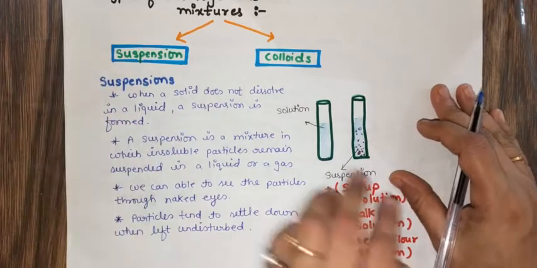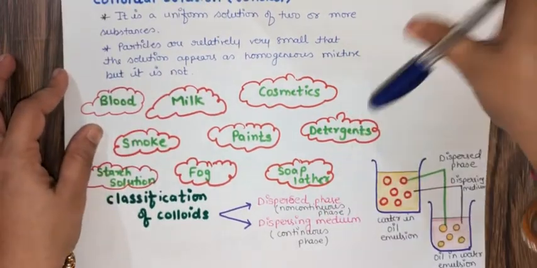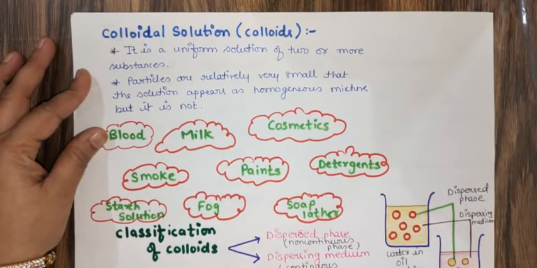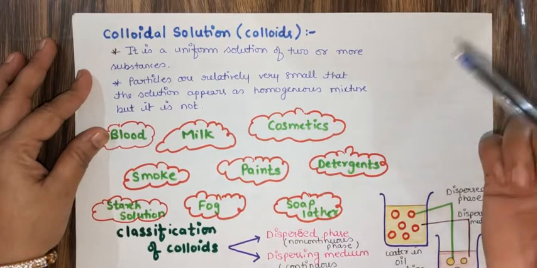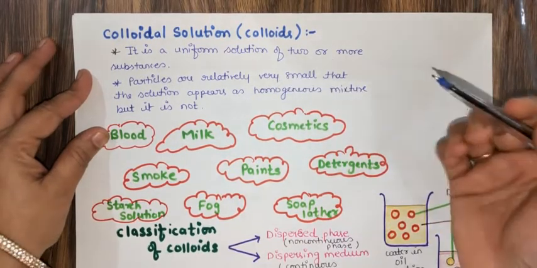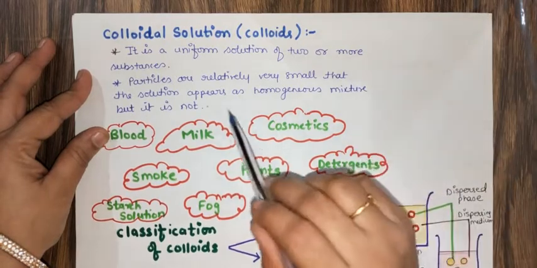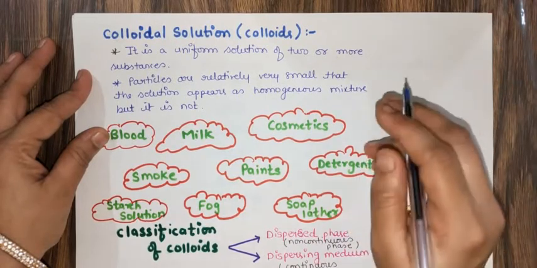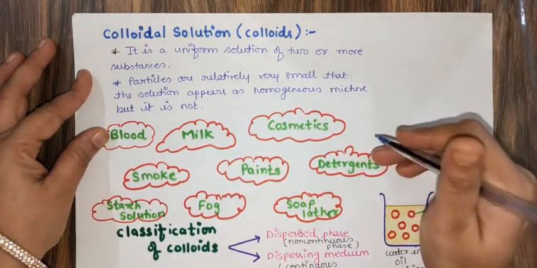Now let us discuss colloids. A colloidal solution is also known as a colloid. It is a uniform solution of two or more substances. In this, the particles are relatively very small compared with those of a suspension. The solution appears to be homogeneous, but it is not. Then what is it? It is a heterogeneous mixture. That is why we are reading it under heterogeneous mixtures.